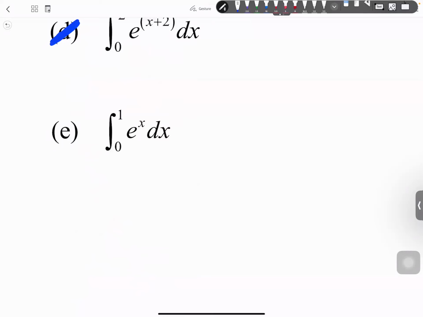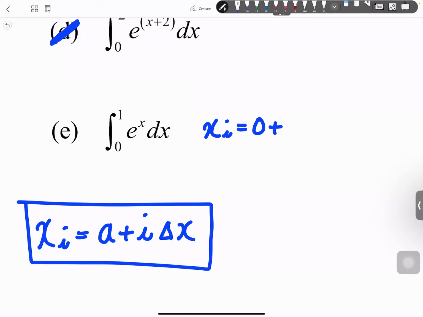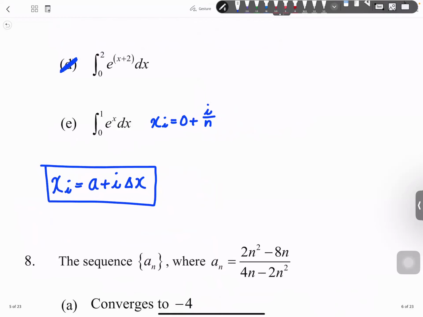So here's the strategy that I want you to use. We know for all of these that are left over that delta x is 1 over n, so what I need to do is find x sub i for each of them. I'm going to remind you that x sub i is a plus i times delta x. This is just by definition. So for this one, a is 0 plus i times delta x, so that's just i over n. So x sub i really is just i over n.